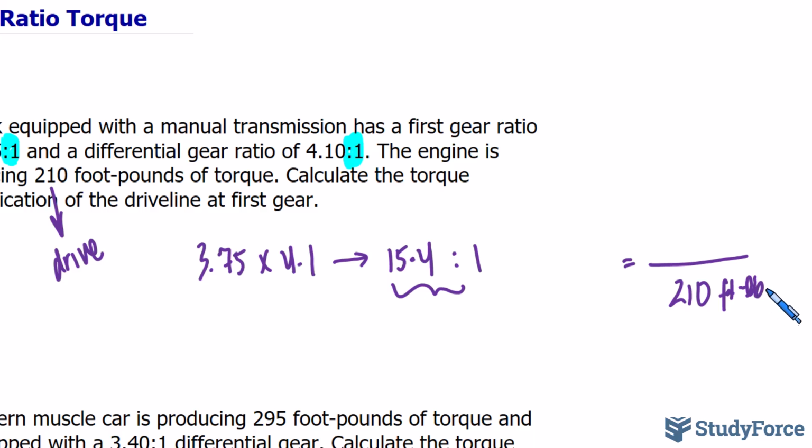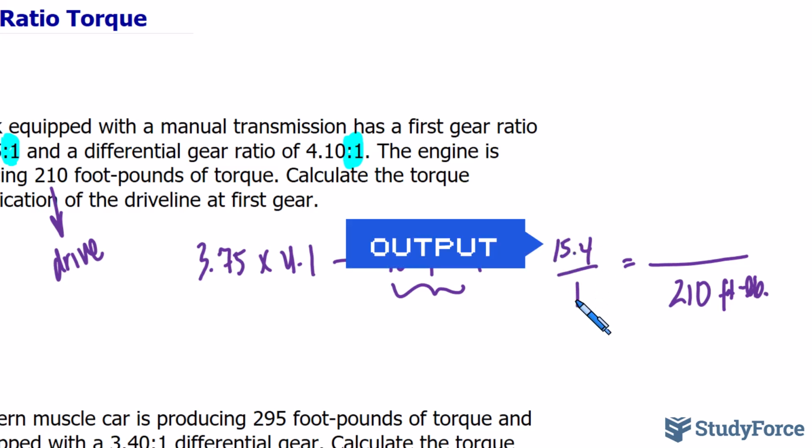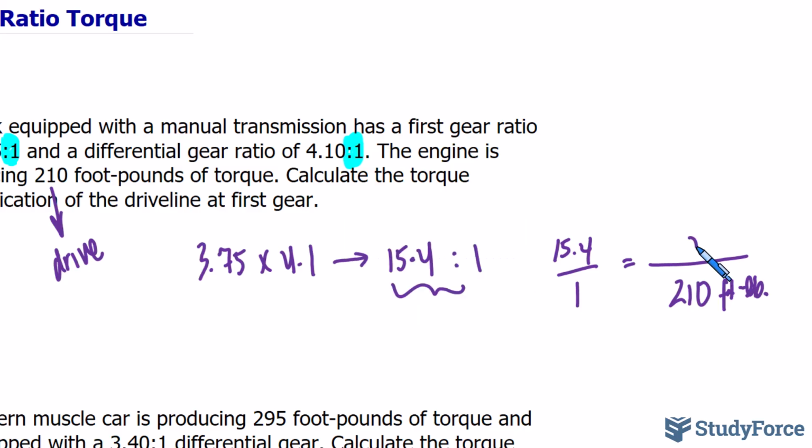We'll make this proportional to the gear ratio that we just found, the final gear ratio being 15.4 to 1. Remember, the top is driven, or your output, and your bottom is your drive, which is your input. So we have to make sure that they align. And since we don't know how much torque is produced after all of this torque passes through the driveline, we can now compute for that by cross-multiplying.